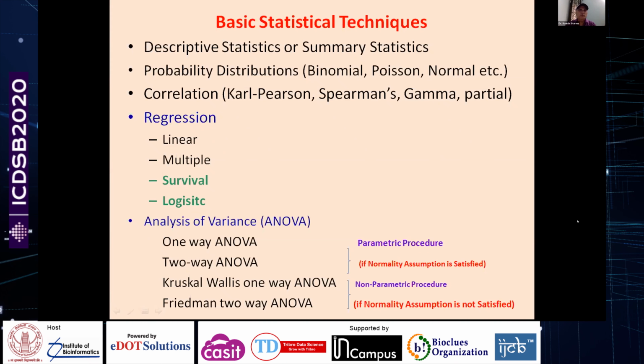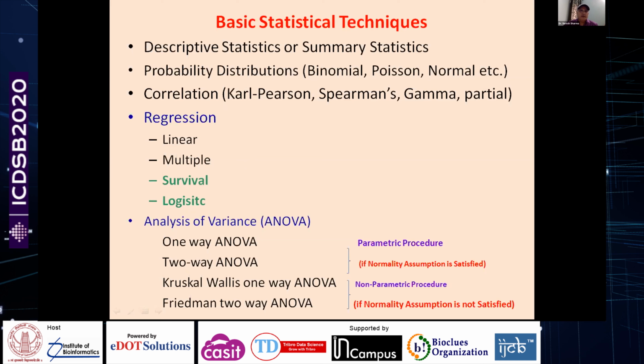Then people also go through different kinds of regression techniques. Regression means if you are dealing with only two variables, then it is called simple regression. If you are dealing with one dependent variable and the rest of them independent variables, then it is called multiple regression. Then there is survival analysis, logistic regression. In logistic regression, you can use categorical data as well as measurable data. Both of them are possible.